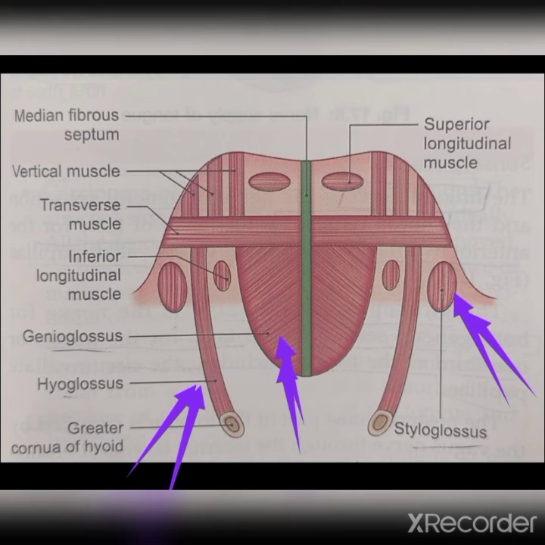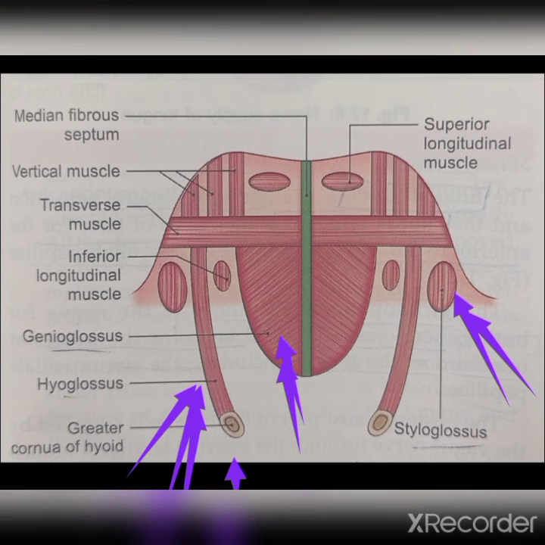Friends, remember H for hyoglossus and H for hyoid bone. So the hyoglossus connects with the hyoid bone. And remember, friends, the styloglossus connects with the styloid process, S for styloglossus and S for styloid process. And the other muscle, palatoglossus, P for palatoglossus and P for palate. So this is the mnemonic by which you can remember these muscles and their connection with the respective parts.